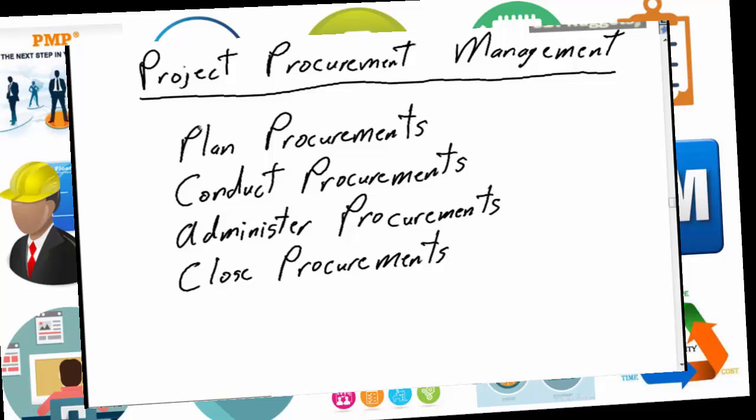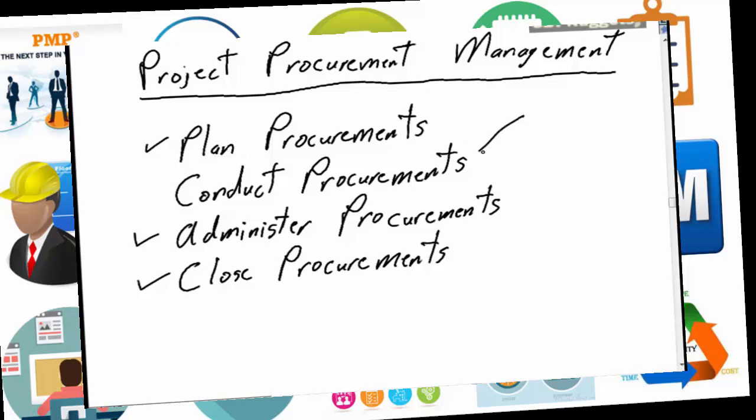Previously, project procurement management had 6 process areas. Now it's only 4. 3 of the 4 are the same: planning of procurements, administering of procurements, and closing of procurements match almost identical to what it was in the previous release, with the exception, of course, that the names have been renamed to follow again the consistent verb noun phrase.